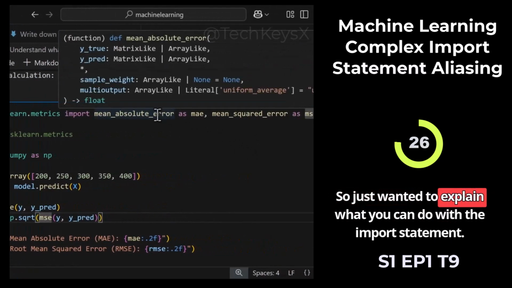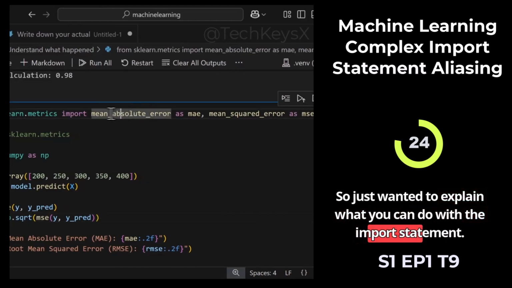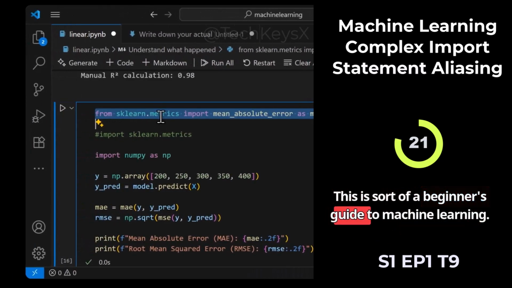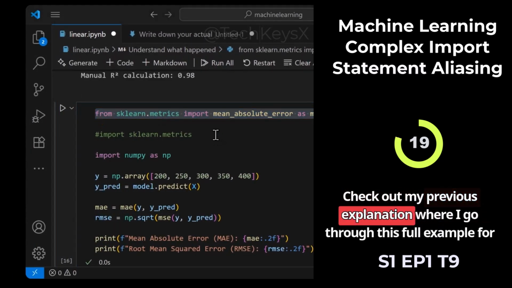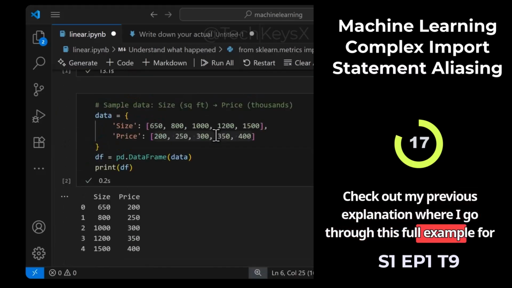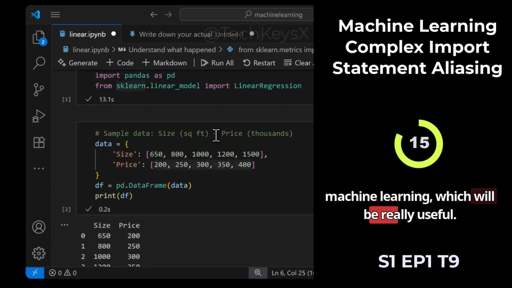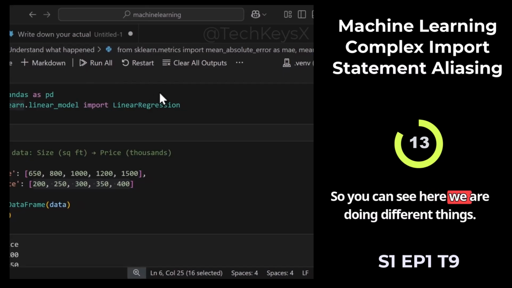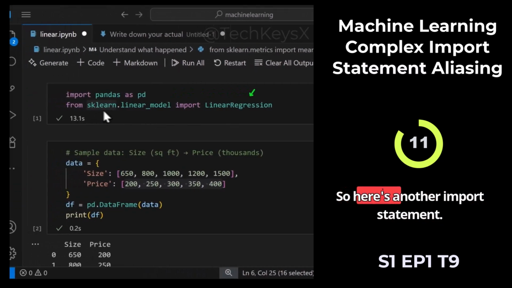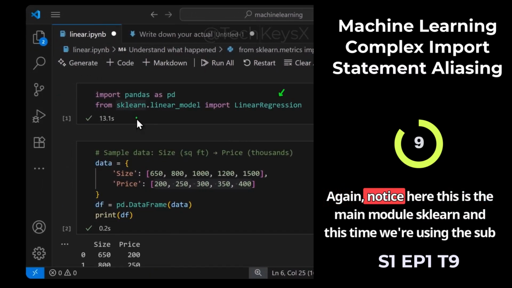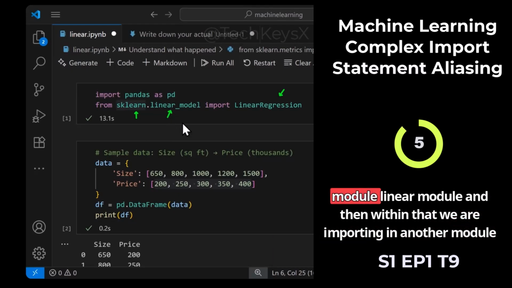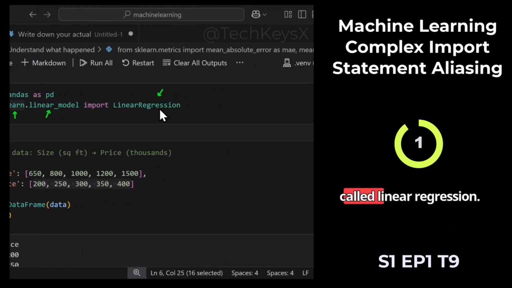So I just wanted to explain what you can do with the import statement. This is a sort of beginner's guide to machine learning. Check out my previous explanation where I go through this full example for machine learning, which will be really useful. So you can see here we are doing different things. Here's another import statement. Again, notice this is the main module, sklearn, and this time we're using the submodule linear_model, and within there we are importing another module called LinearRegression.